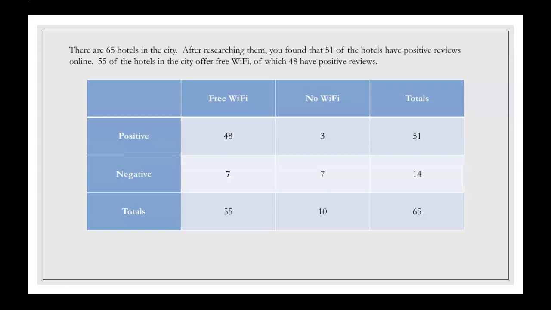Now, free Wi-Fi and negative reviews, there's 7 of those. There's 14 total hotels with negative reviews. 7 did not offer Wi-Fi, so that means that the other 7 do offer Wi-Fi. So once we have this table all filled out, then we can work through finding all of those probabilities.